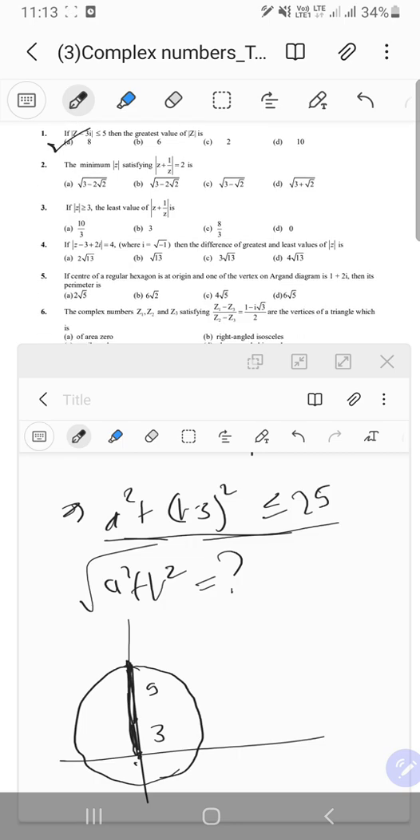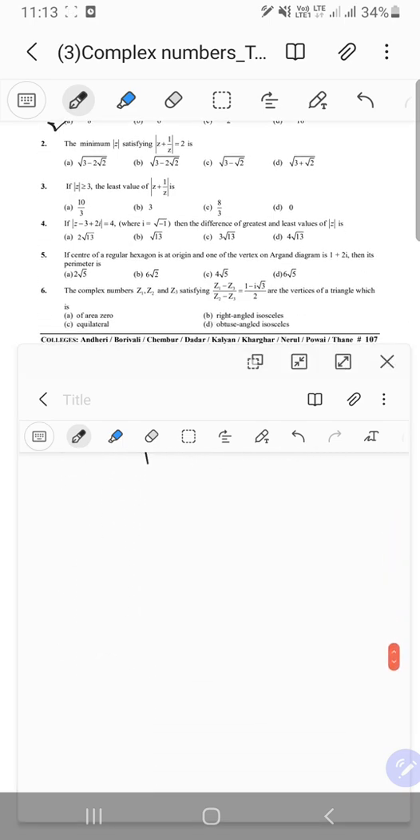Okay, next question. The minimum mod of z satisfying mod of z plus 1 upon z equals 2 is, all right. So the mod of that, that's kind of weird. Let us say this is like a plus bi. Maybe that's not a good way to do it. Maybe it is, I don't know. All of that should be equal to 2. All right, whatever, let's try it out. Say this is like a plus bi, and in fact, no, let's try it like this, r e to the i theta.